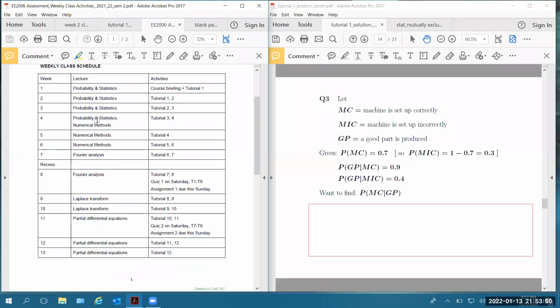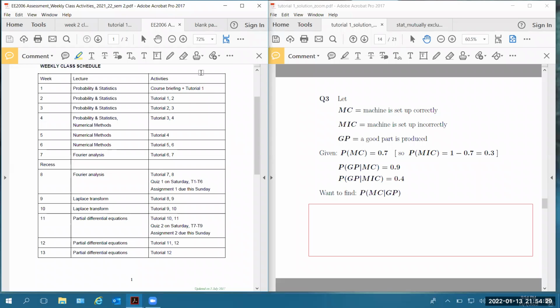You can see that our lecture is quite fast. So that means every week you need to follow the weekly schedule and go and watch the videos. So I'm teaching the first 2 topics, probability and statistics, and also numerical methods. My lecture is supposed to finish at week 6. Then after that, Prof. Teo's lecture will begin. That's the Fourier analysis, Laplace transform, and the partial differential equations.